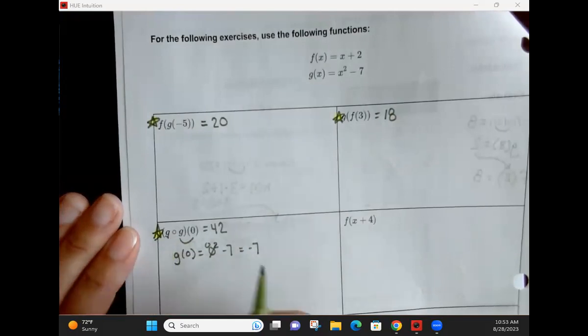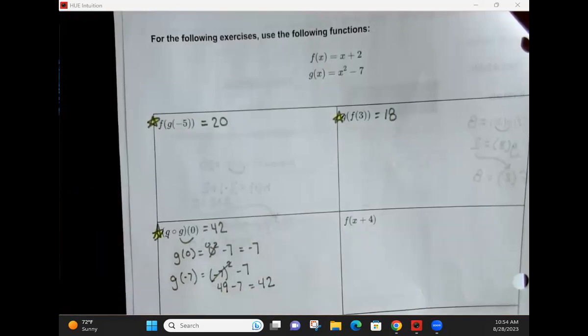Now I do g of this guy. So g of -7. That would be -7 squared minus 7. -7 squared would be 49. 49 minus 7 would be 42. Does that make sense? Okay. So these, again, are like what we did last time.